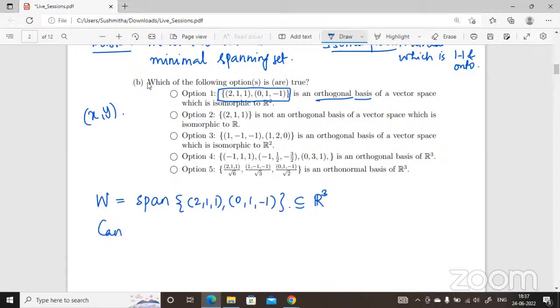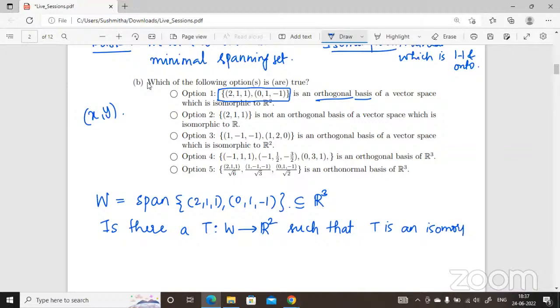So is there a T from R3 to R2? Not R3, W. We are talking about the vector space W, the subspace, to R2, such that T is an isomorphism. Why is W not R3? Because W is a subset of R3, and it is two-dimensional. It has only 2 elements in the basis. It is given that this is a basis of a vector space. That vector space for us is W. In our notation, we have taken it as W.